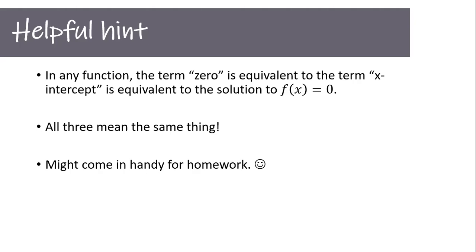So earlier in our example, we had x equals -4. We could say that x equals -4 is a 0, which is the same as saying it's the x-intercept, which is the same as saying f of x equals 0 at x equals -4.